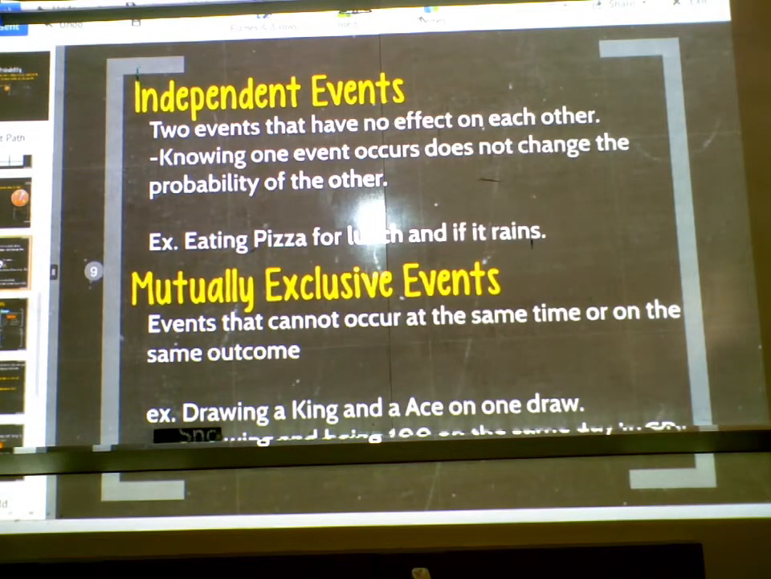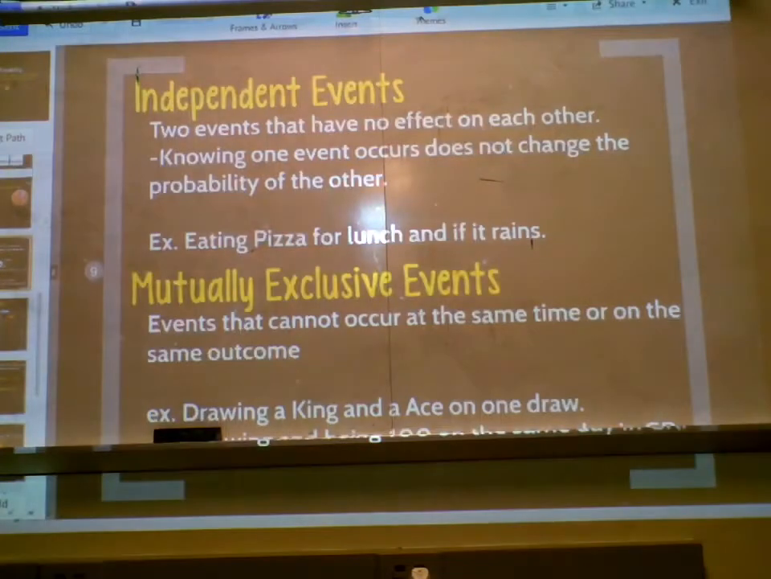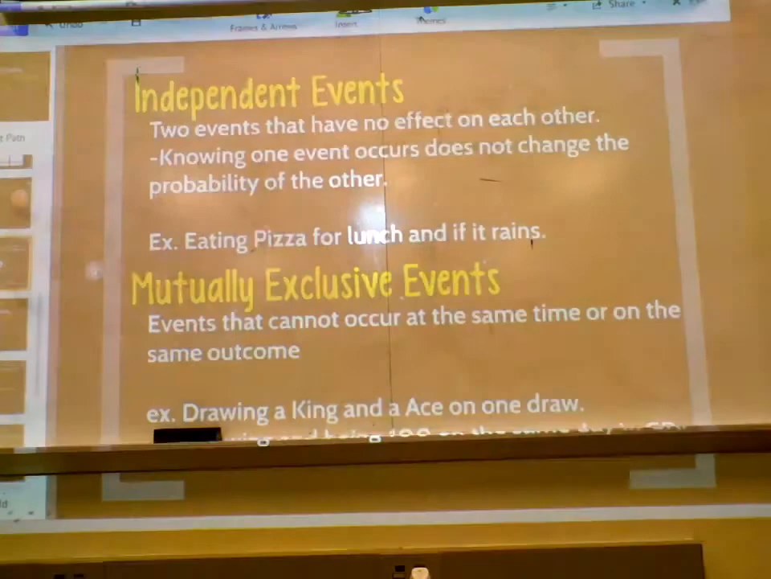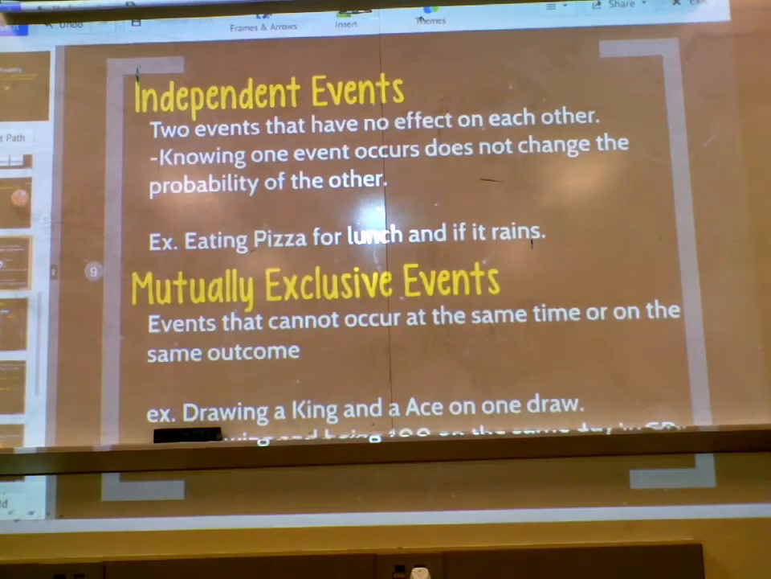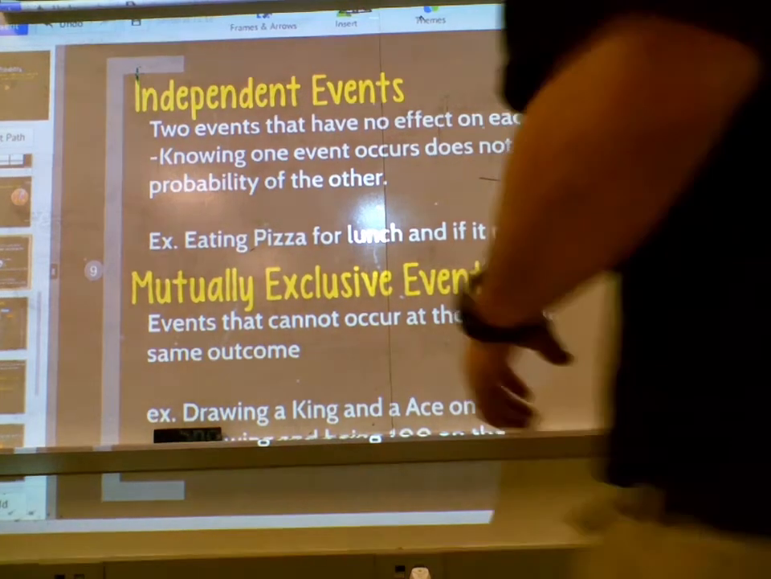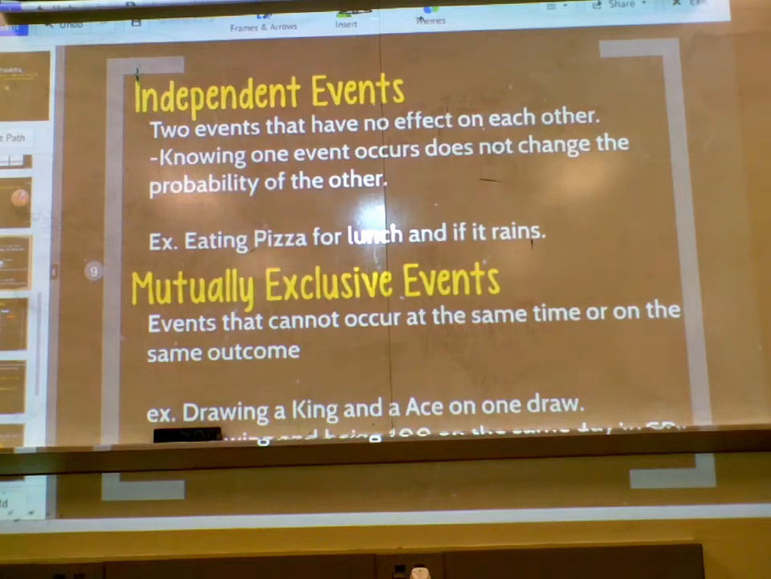So, for example, events that are independent would be the weather and what I eat for lunch. If I wake up in the morning and it's raining, I don't say, oh, raining, time to pack pizza. If I wake up and I see it's sunny outside, I don't say, ooh, sunny, peanut butter and jelly day. The probability of the weather does not affect what I pack for lunch. Does that make sense? They are independent of one another.